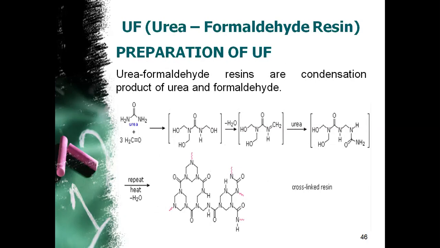Moving to the next member of thermosetting resin, urea formaldehyde resin, abbreviated as UF. It is also known as urea methanol. It is a thermosetting resin and it is a non-transparent plastic made from urea and formaldehyde as shown in the slide. When urea and formaldehyde are heated in the presence of a mild base like ammonia or pyridine, it gives rise to a cross-linked resin named urea formaldehyde resin.